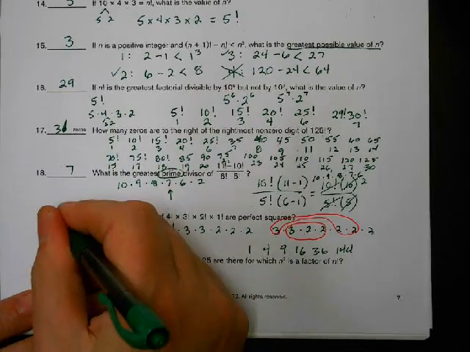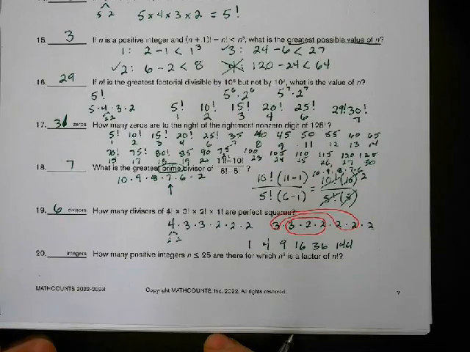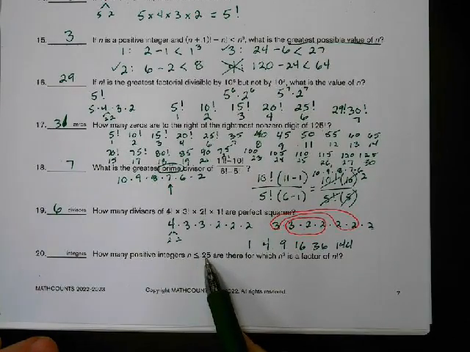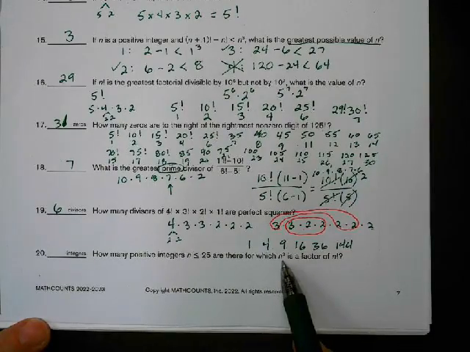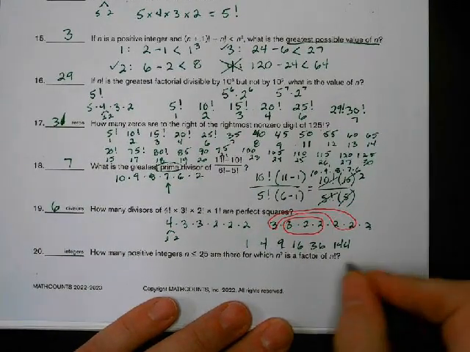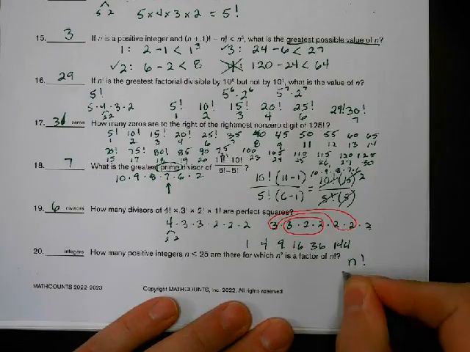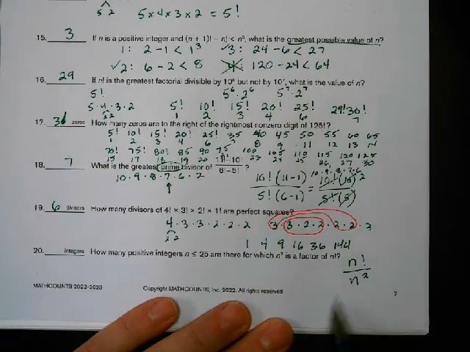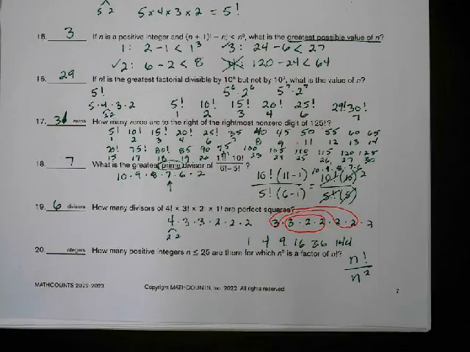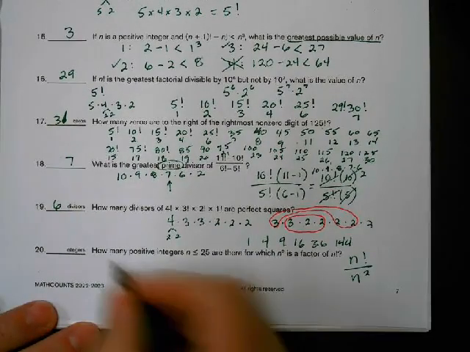All right, last one. How many positive integers n, where n is less than or equal to 25, so any integer from 1 to 25, are there for which n squared is a factor of n factorial? So what we're really looking for is, do we have any ones where n squared can go into n factorial? Well, the first one that would work would be 1, because 1 over 1, that works. Okay, so there's our first one that works.